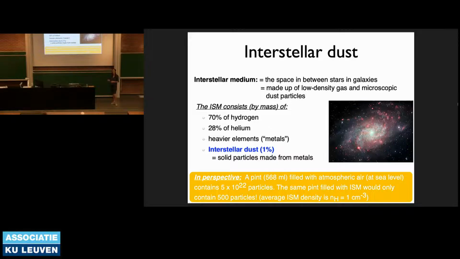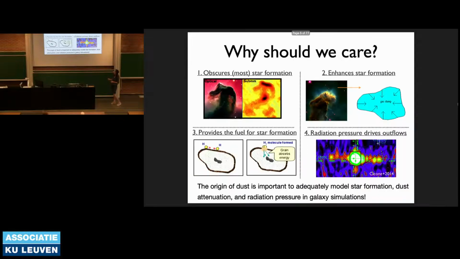So why should we care about this 1% of the interstellar medium? There are a couple of reasons. First of all, dust is obscuring most star formation and most emission of stars, so about 30 to 50% of all stellar light is being absorbed by dust. If we want to learn more, especially about young stars in star-forming regions, we need to correct for this dust extinction effect.